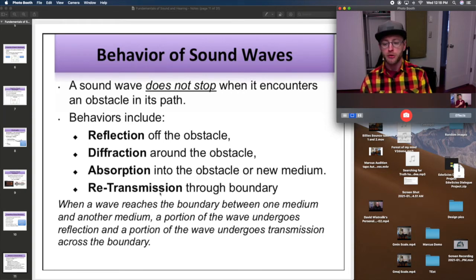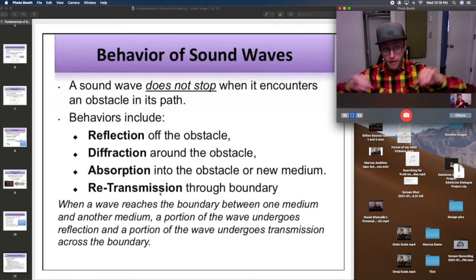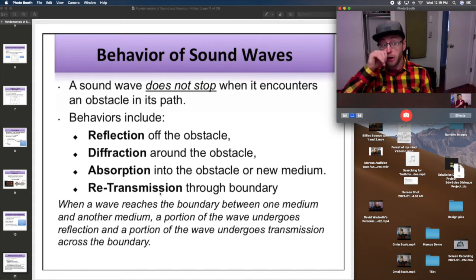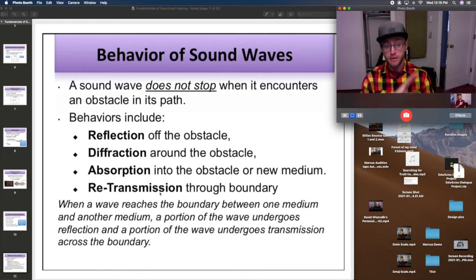So retransmission happens a lot with a guitar. That's how a guitar works. You play a guitar string, it vibrates the whole wood body. So the entire vibrating wood body of the guitar is retransmitting that vibration into the air around it. And that's why an acoustic guitar sounds louder than an electric guitar, because it's got a big wood body. All the air inside and all the wood retransmits that sound outside into the space.